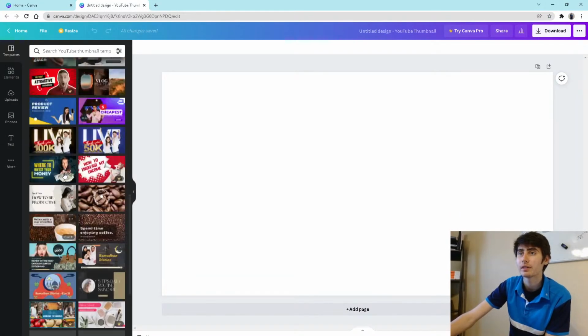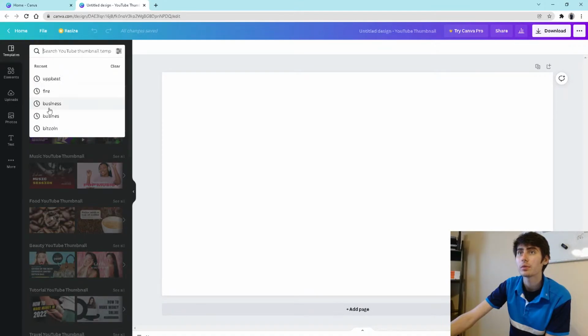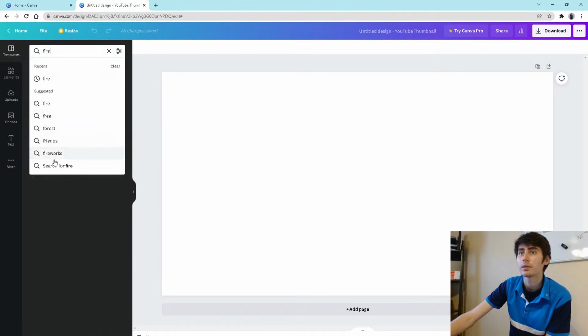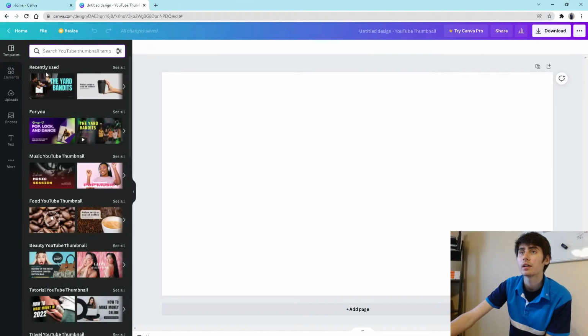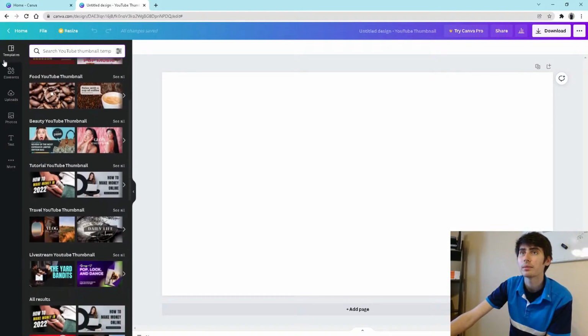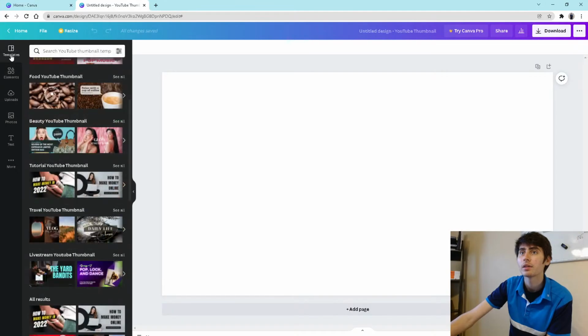You have different templates that you can do. So some of them you can just look them up. So let's do fire. No, we don't want that one. That's not showing much. Other ones you could do, you can just really pick any one. These are templates. You can do photos, you could do elements, so anything you need, they really have it here.